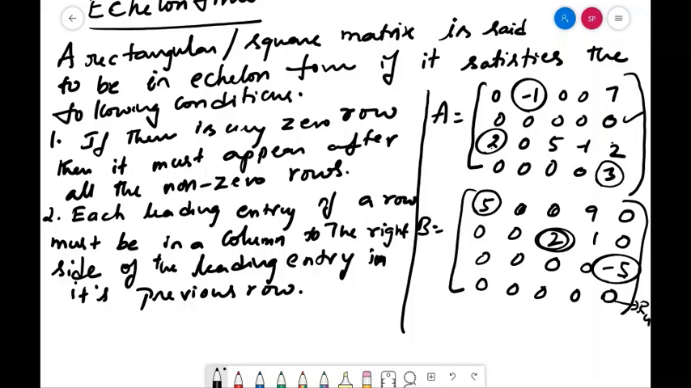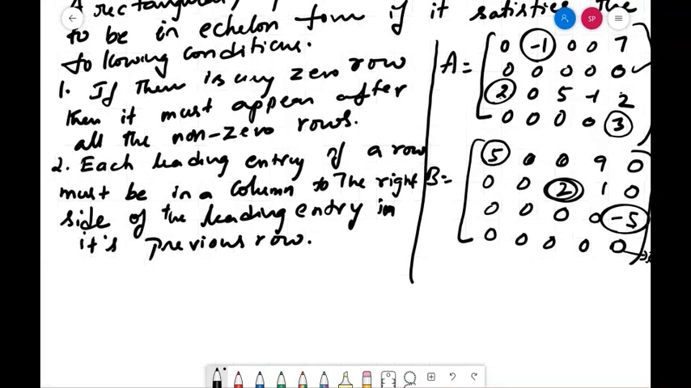That means all the leading entries in matrix B satisfy condition 2, whereas in matrix A, the leading entry 2 in the second row is not towards the right side of minus 1. That means A is not satisfying the second condition. Or you can say simply that all the leading entries, row-wise, should move towards the right side. They shouldn't be to the left side of the previous leading entries. That is point 2. Now let us come to point 3.